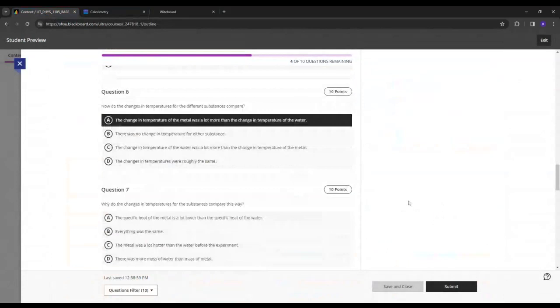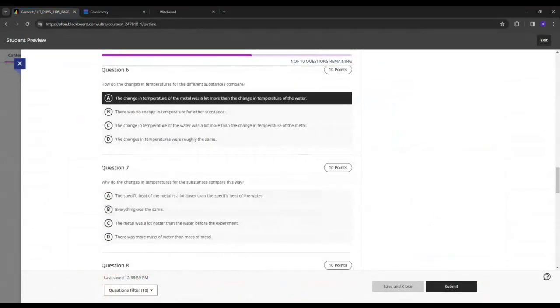Here's the tricky part, though. We want to see if we can guess why that might have happened. Okay, and with this one, 2 of the choices are technically correct, like true things that happened. Only one of them is actually the cause of this, so do be a little bit careful here. The specific heat of the metal is a lot lower than the specific heat of the water. That is true. All right, let's go through our choices. Let's find the 2 true ones and see what's going on.